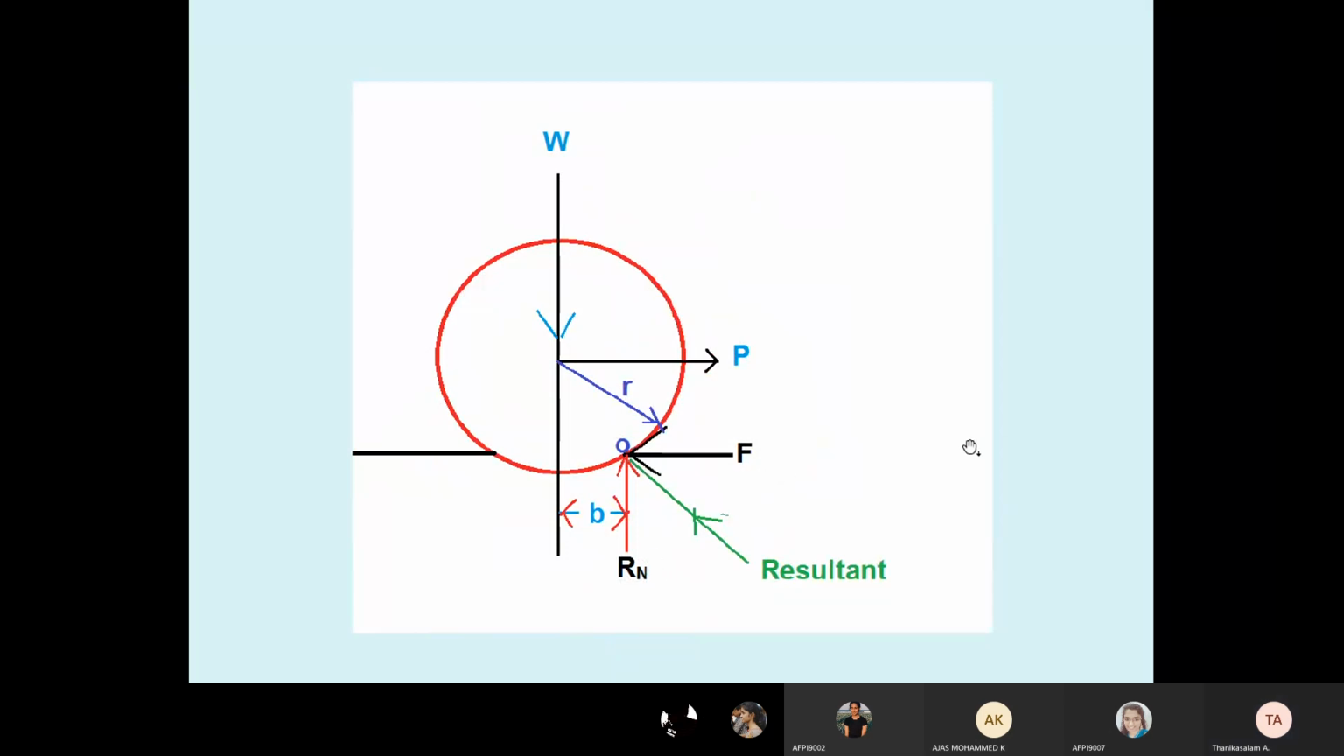Then friction: just imagine the wheel rotating clockwise, so it goes to the right side. Therefore, friction is on the left side. So I am replacing F and Rn. Students, F and Rn I replaced. Therefore, that is the resultant. Okay.